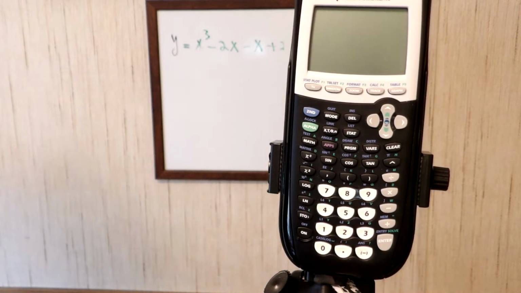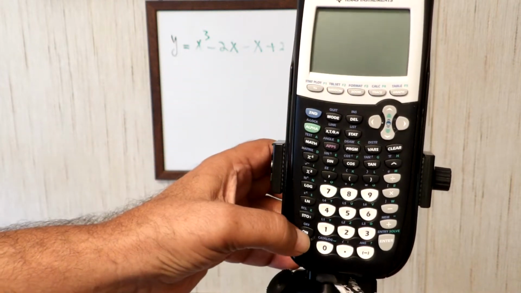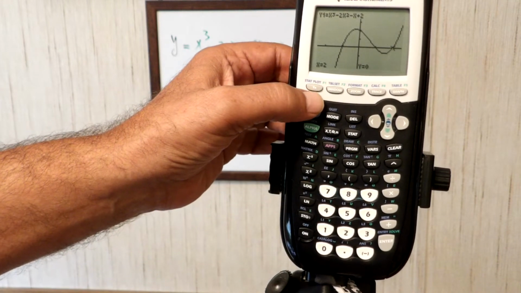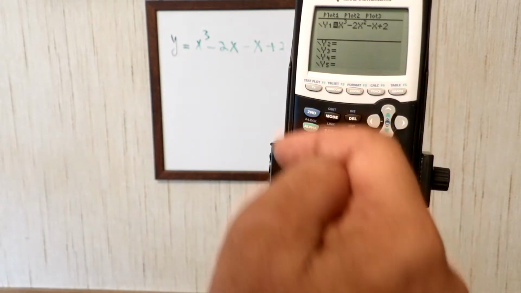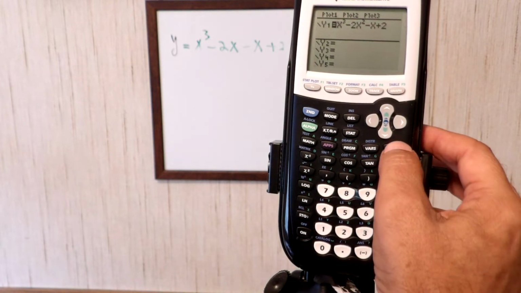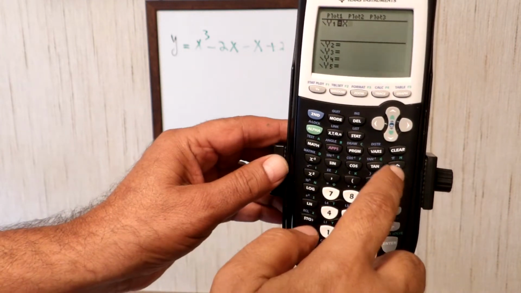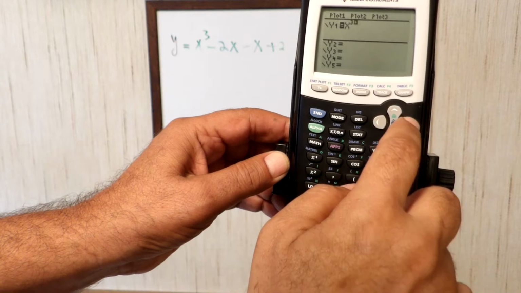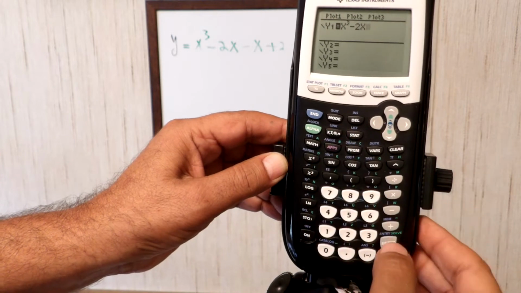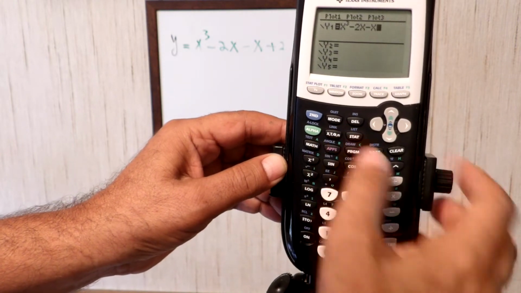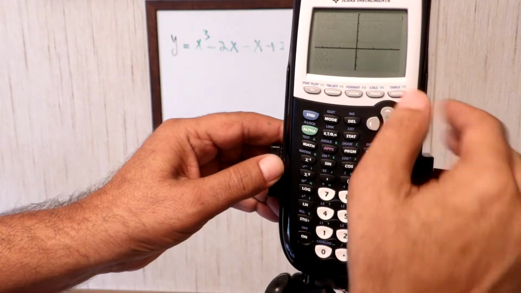We are going to talk about the cubic function. Now we turn this on. You write something like this. Let's clear and write it here: x to the power of 3, minus 2x, minus x plus 2. We are going to graph this one.